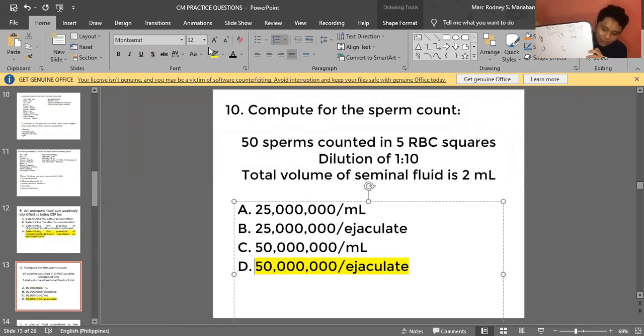And since we're talking about sperm count, you have to multiply this by the volume, which is 2 ml. And take note, ang imong final unit is per ejaculate. So 25 million times 2 ml, that's 50 million per ejaculate. And that is your sperm count. Okay? So take note mga solving ha.